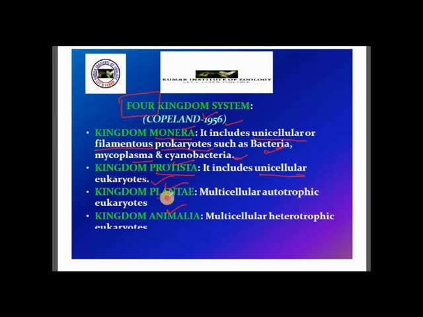And kingdom Plantae, multicellular autotrophic eukaryotes. See, multicellular autotrophic eukaryotes are plants. And Animalia, multicellular heterotrophic organisms are called animals. In heterotrophism, there are two types: saprobic and holozoic in nature. So like that, Copeland classified all the living organisms into four kingdoms.